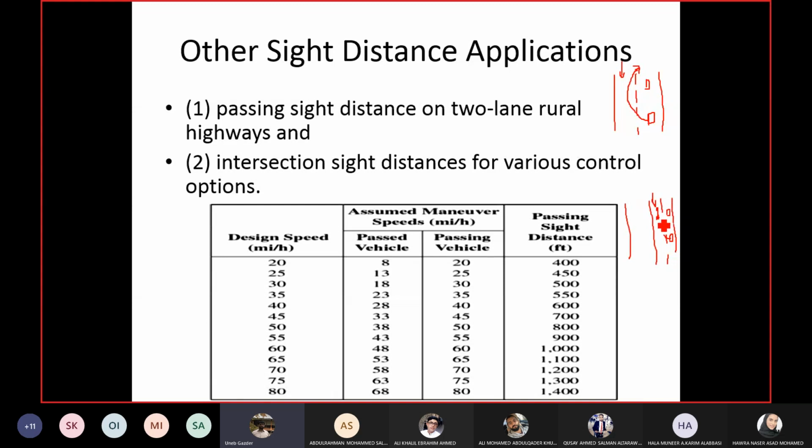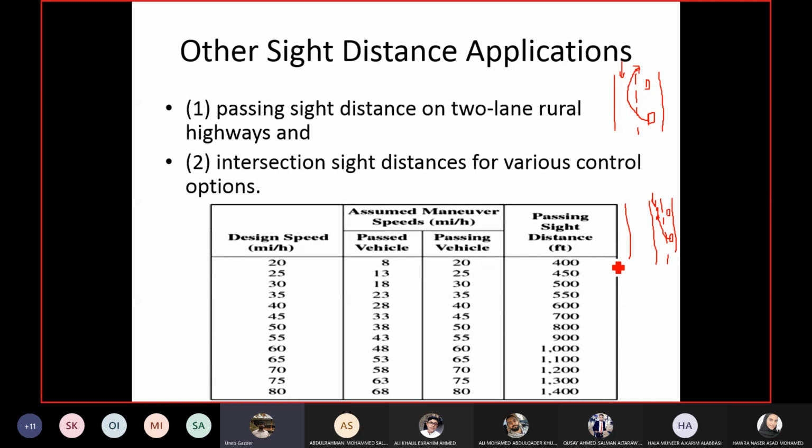Now why rural highways? Because in urban areas, 2-lane highways are mainly provided in the residential areas where the speed is very low and traffic is also very low. Okay, speed and traffic both are very low. So in urban areas, 2-lane highways may not be critical at all for any case. But in rural areas, the speed is normally higher even for 2-lane highways. So traffic accidents can be very severe. So passing is critical there.